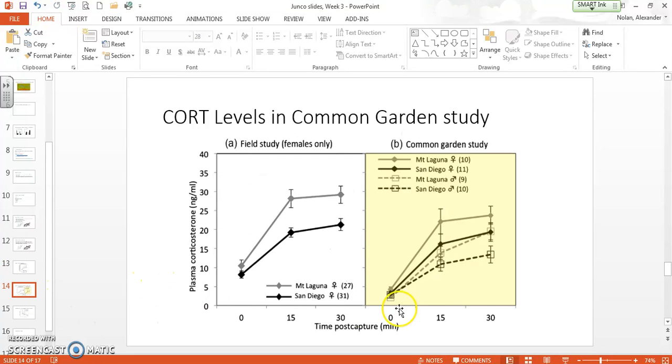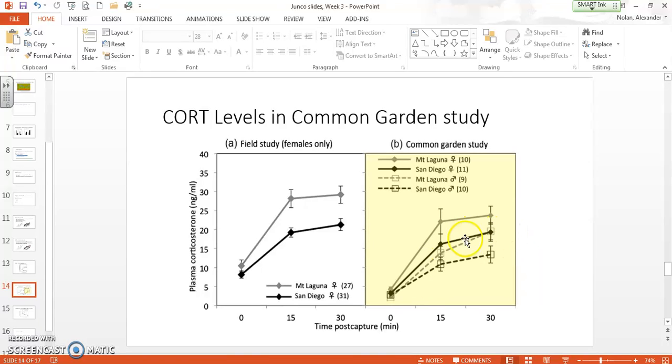If we look at another graph here, this one on the right, this one we can see the field study alongside the common garden study. Now we talked about that in a previous lesson. What we can see is that there's 4 different groups of birds. The gray ones are from Mount Laguna, and the black ones are from UCSD. And we've got males, which are these ones with the little arrow, and we've got females, the ones with the little cross on the bottom.